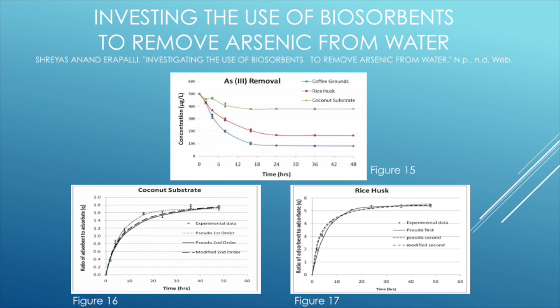In the article, Investing the Use of Biosorbents to Remove Arsenic from Water, Shreyas found that the absorption capacity of coconut carbon was much better than the capacities of rice husk carbon and coffee grounds carbon. Although coconut had a higher absorption capacity, it took longer to start the absorption process compared to both the rice husk and coffee grounds. This means that the coconut took longer to start to filter out the contaminants, but once it started to pick up, the rate increased rapidly.